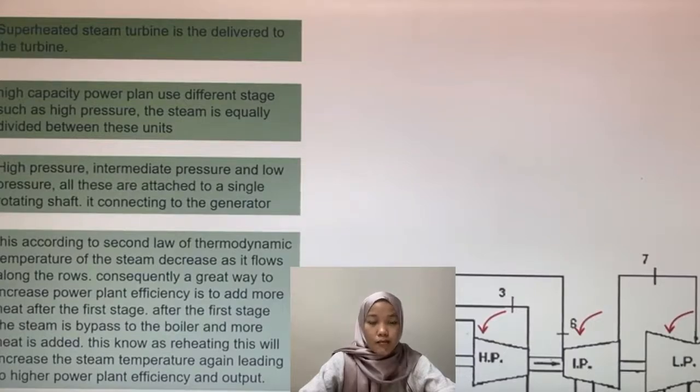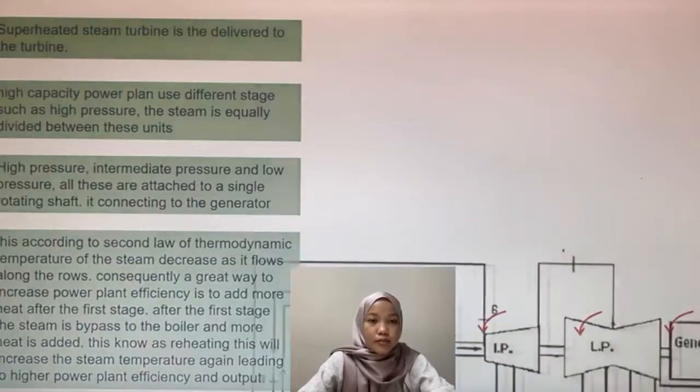The temperature of the steam decreases as it flows along the rows. Consequently, a great way to increase power plant efficiency is to add more heat after the first stage. After the first stage, the steam is bypassed to the boiler and more heat is added. This is known as reheating. This increases the steam temperature again, leading to higher power plant efficiency and output.